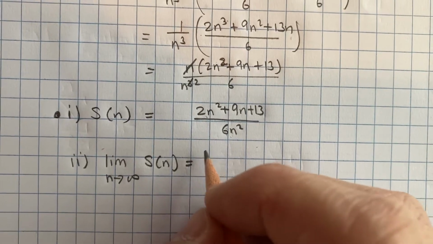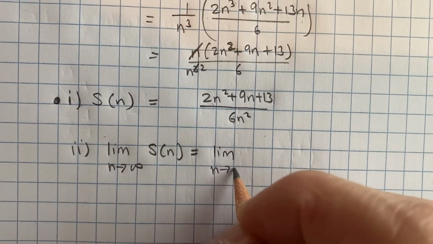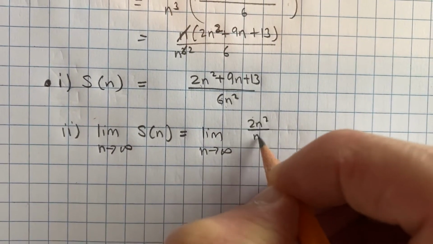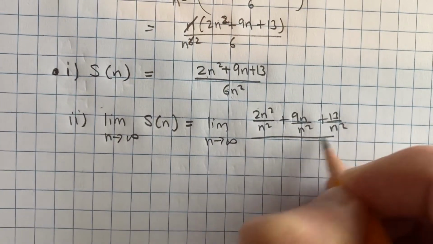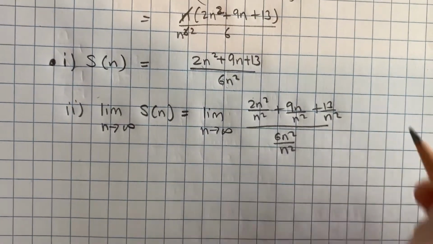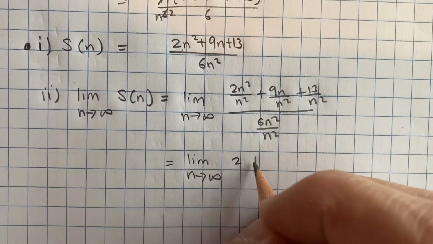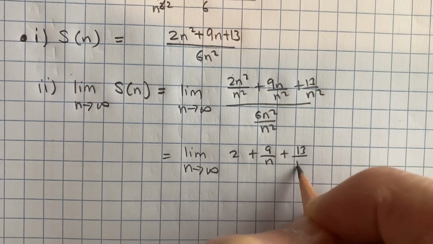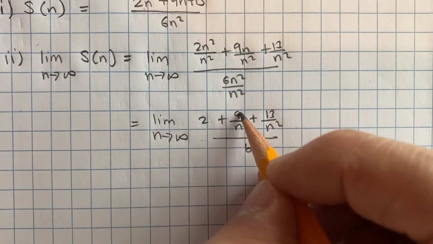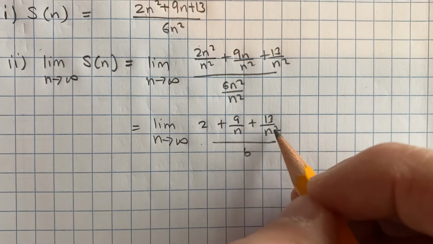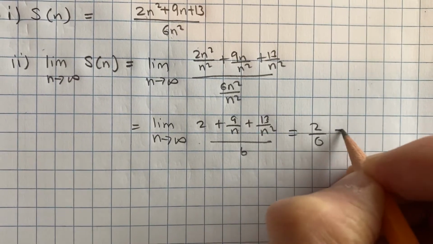Okay, so it equals the limit as n goes to infinity of 2n squared over n squared plus 9n over n squared plus 13 over n squared, over 6n squared over n squared. All right, so this is going to go to 0, right, if n goes to infinity. A constant over a large number goes to 0. Constant over a large number squared definitely goes to 0. So you're just going to have 2 over 6, which we know is just 1/3.